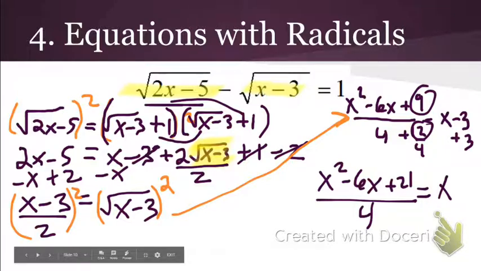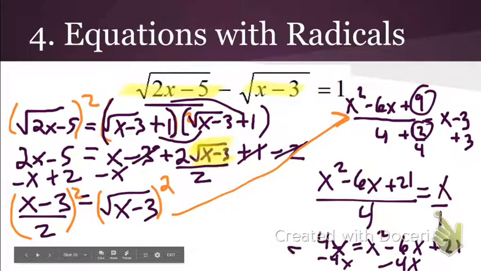I should be getting 0 on one side, so we should also subtract x on both sides. So we could actually just cross multiply, and we'd get 4x is equal to x squared minus 6x plus 21. And then if you subtract 4x on both sides, you'll get x squared minus 10x plus 21. Then if we factor, we get x minus 7 times x minus 3.